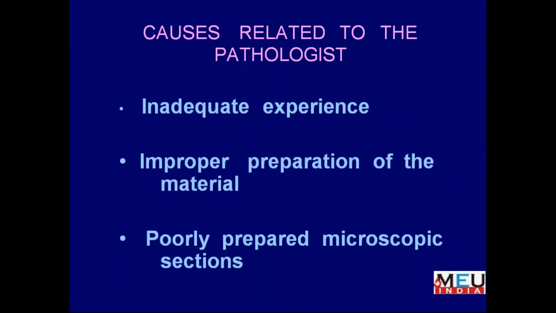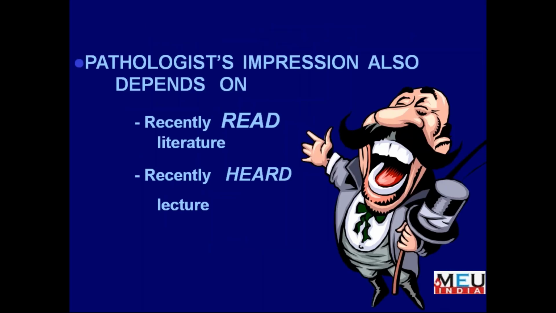Now, there are some causes related to the pathologist. Quite often pathologists are not very experienced, especially when they have just entered this profession. There is improper preparation of the material, problems in processing, and problems in the prepared microscopic sections. Again, this is more related to our technicians. Our staining may be inadequate, anything can happen, and it also depends upon recently read literature. Whatever the pathologist has read recently, or has heard at a webinar or conference last night, he tries to make that diagnosis, and thinks of that diagnosis more often.